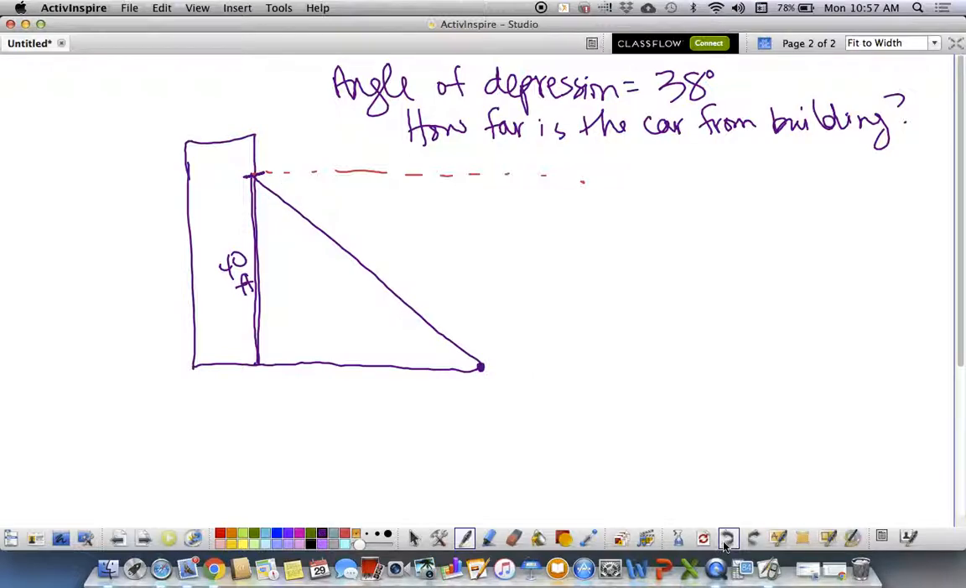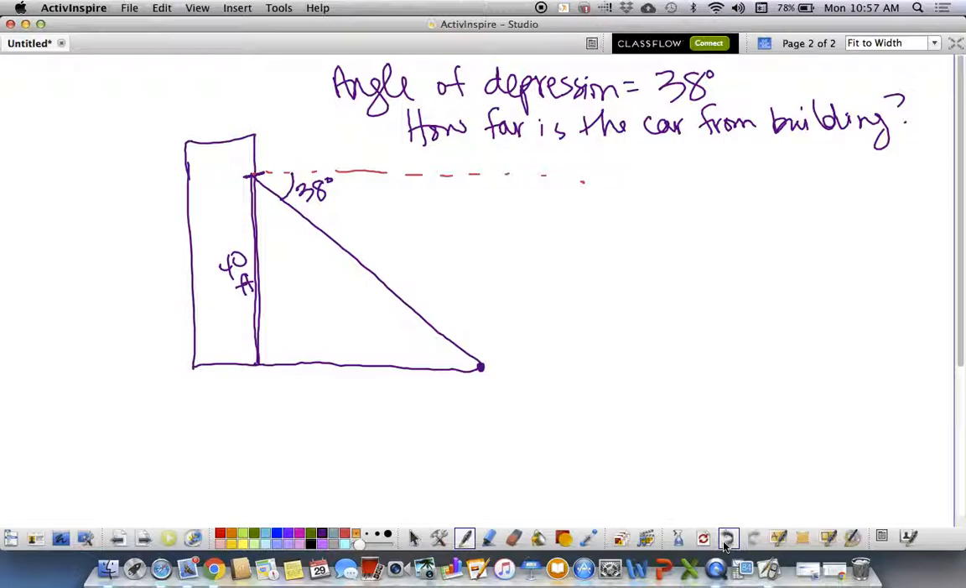This is the most common mistake. Where's the angle of depression? Is it inside that triangle? No, it's outside. It's from the horizontal line down. So this is 38 degrees. That was my whole problem, the angle of depression.